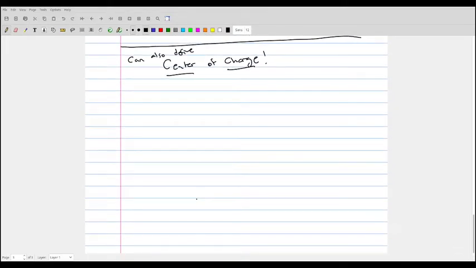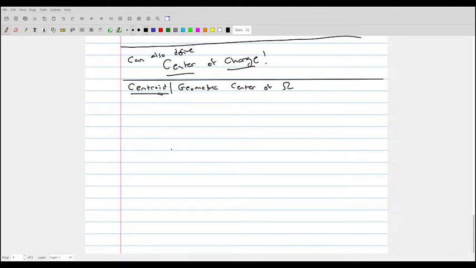And I think I have enough space on this page. I'll also include the centroid on this page. We can define the centroid of any three-dimensional object, or the geometric center of the object, by taking the above equations and setting the mass density equal to a constant.